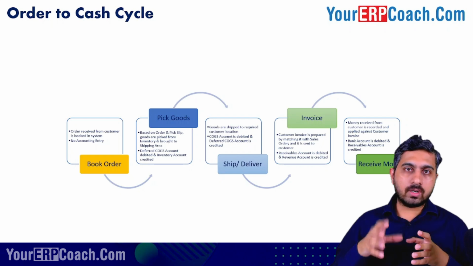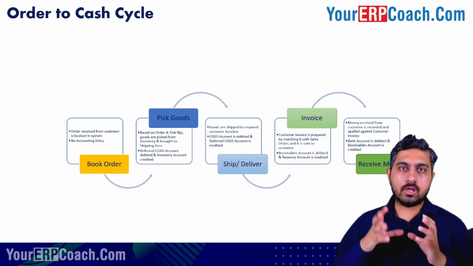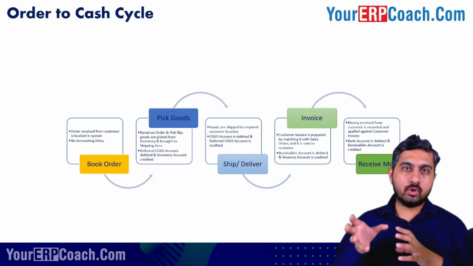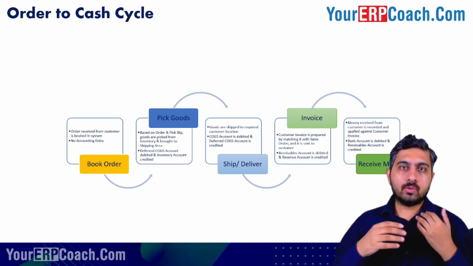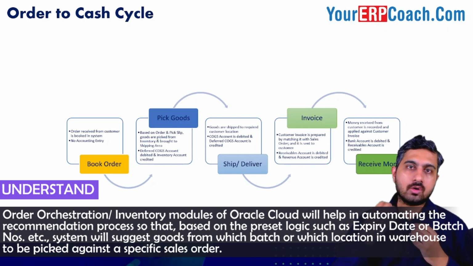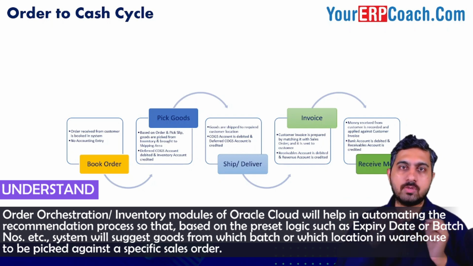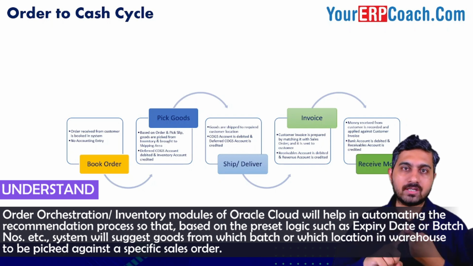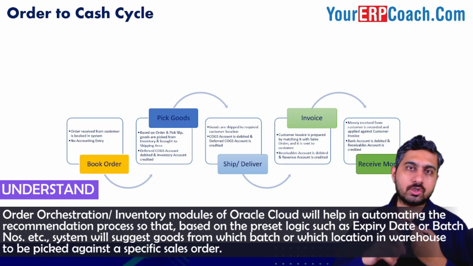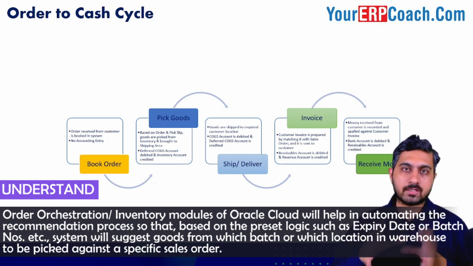Now, Oracle Cloud ERP's order management or order orchestration module, or for that matter, any other ERP's relevant modules, will be capable enough to tell you automatically where to pick the goods from depending upon what has been ordered by the customer. And it will also tell you which batch, if you are storing multiple batches of the same SKU or the same goods, to pick it from based on the expiry date or based on the logic that you have set in the system.